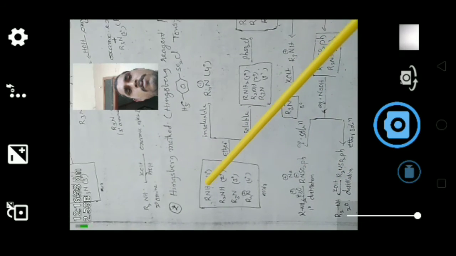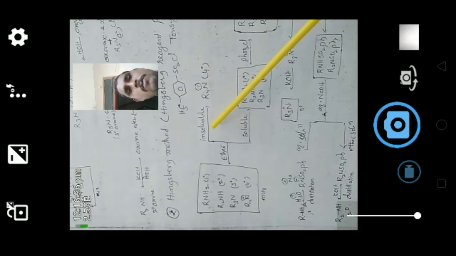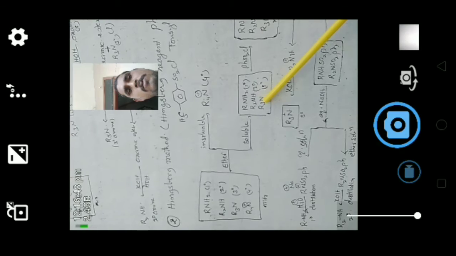So once again I am repeating. When we react this mixture of four with ether, the insoluble quaternary salt is separated out. Then the three are soluble in ether. These three, when we react with benzene sulfonyl chloride or tosyl chloride, give primary sulfonamide, secondary sulfonamide, and tertiary amines. When we react this mixture with dilute HCl, we get tertiary amines on reaction with potassium hydroxide. And the second part consists of primary and secondary sulfonamide.